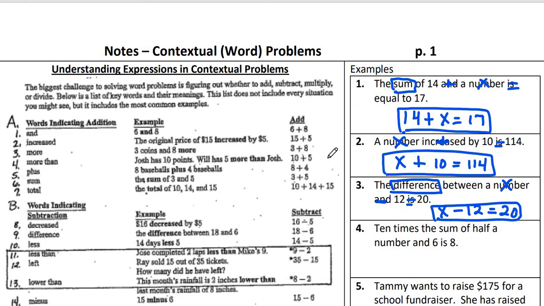Now look at number 4. You have 10 times the sum. Now, this is going to get a little bit more complicated. So you have the word 10, and it's going to be times. So I'm going to put a multiplication symbol.